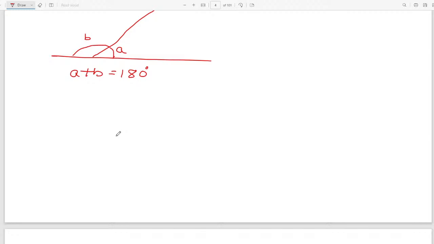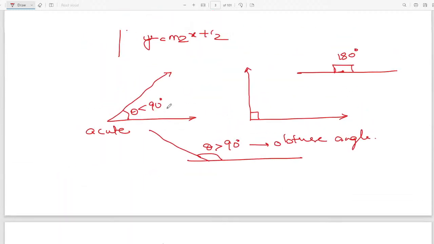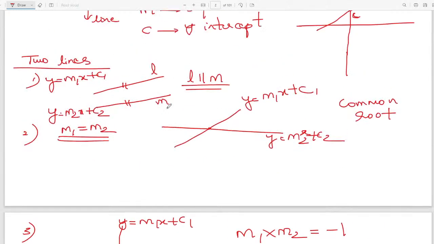Now, if lines are intersecting, the slope will not be equal. They will have a common root. That's all. In this case, if it is intersecting, the slopes are not equal. Only when the lines are parallel, the slopes are equal. If it is parallel, M1 is equal to M2.